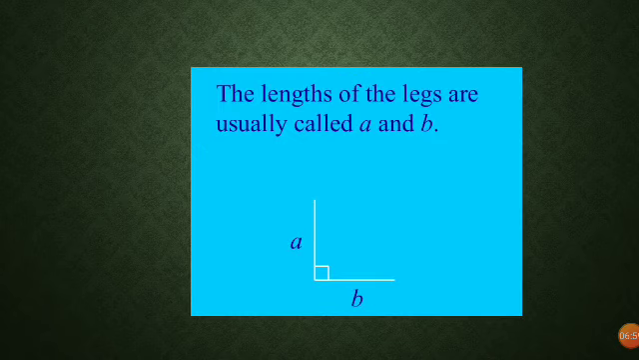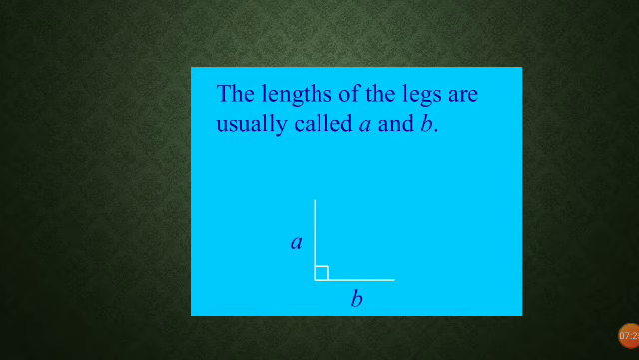The length of the legs are usually called A and B. Length of the legs, so sides A and B. It is called a right angle triangle. It means the Pythagorean theorem. So the Pythagorean theorem formula: A square plus B square equal to C square. That is the Pythagorean theorem.